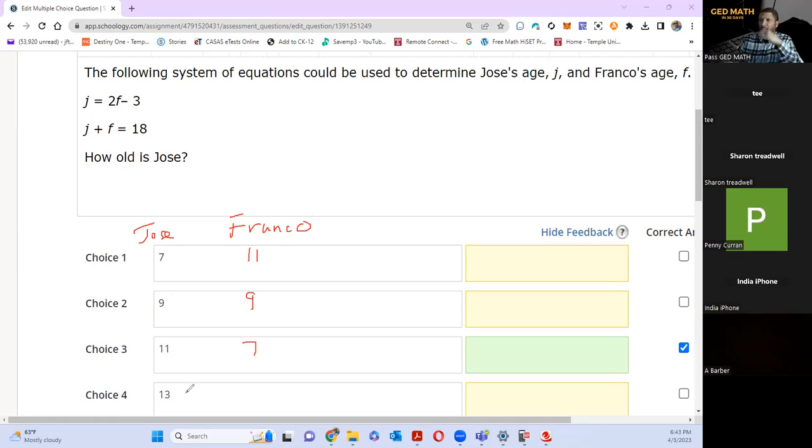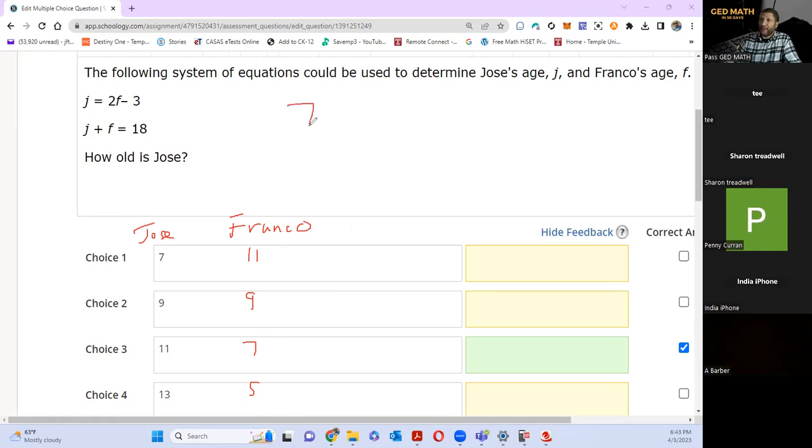7. And if Jose is 13, how old would Franco be? 5. So now they didn't give us that. But because they gave us Jose's age, and we know that both their ages equal 18, we were able to say, okay, if Jose is 7, Franco is 11. Jose was 9, and so on for all the multiple choice. Now we just go and plug them in.